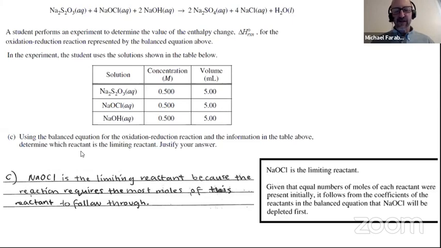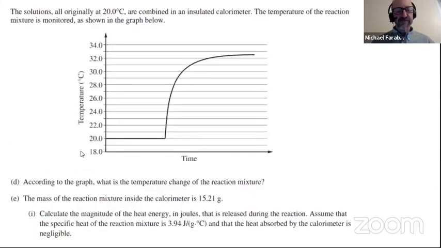All right, here's our next question. We are given a graph. We're talking about solutions that are being mixed together, and there is a temperature change. This is a calorimetry experiment. The solutions, all originally at 20 degrees Celsius, are combined in an insulated calorimeter. The temperature of the reaction mixture is monitored as shown in the graph below. Now, the graph starts out at 20 degrees Celsius, and then it rises and plateaus somewhere between 32 and 33.